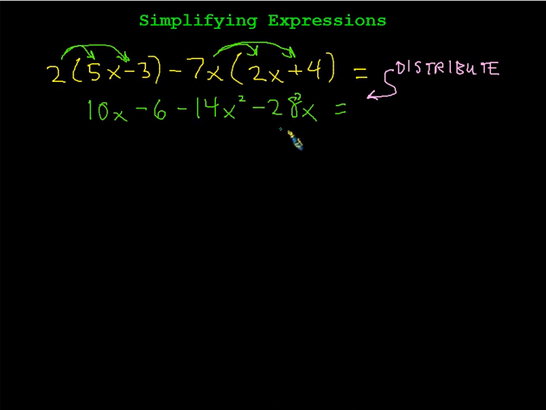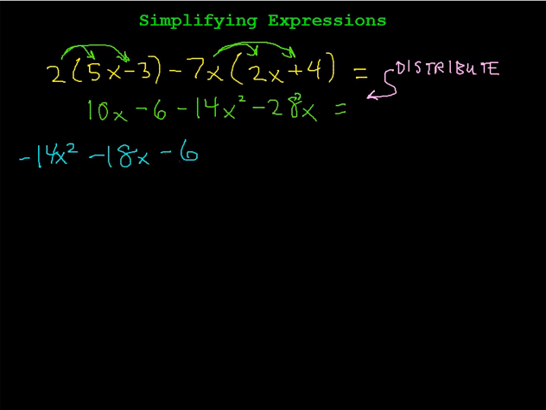Well, let's first of all, let's rearrange this stuff. I'm going to say 10x minus 28x. That is negative 18x. I didn't really want that in front though. I got to put negative 14x squared out in front, so then minus 18x, and then finally minus 6. The goal is to put these guys in order, and the order is usually with the highest power variable, then the next highest power variable, then finally the constant at the end. So this is the correct order for a polynomial. And by the way, the coefficients here are negative 14, negative 18, and negative 6.